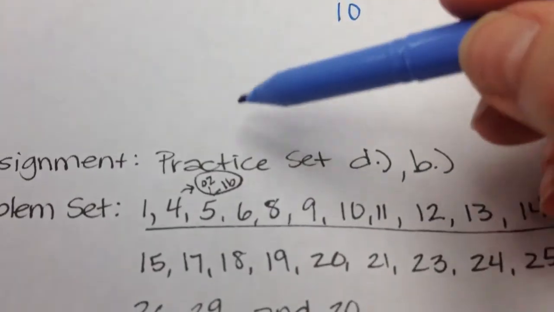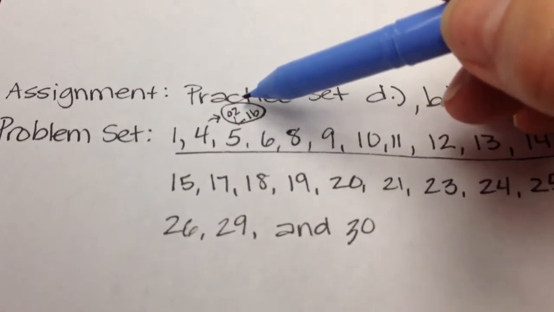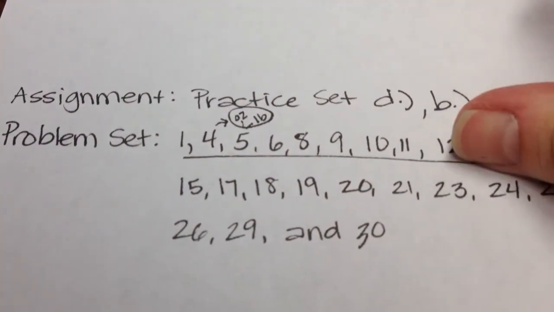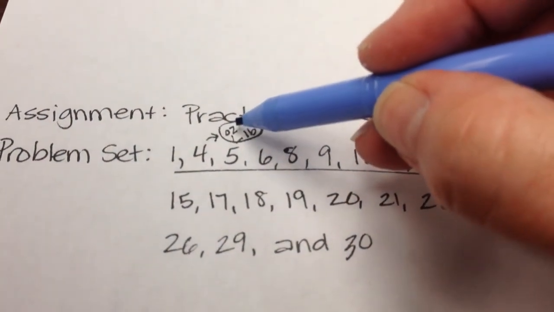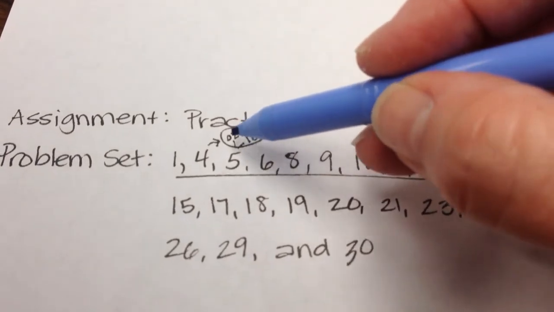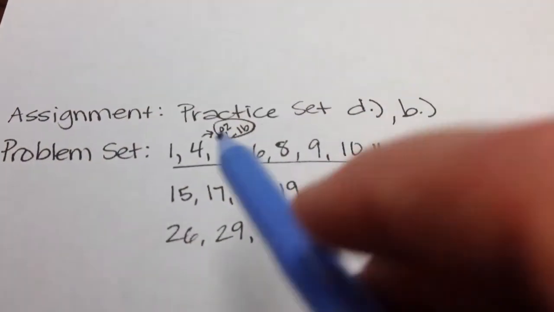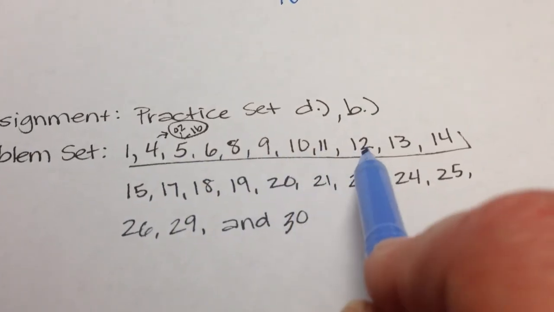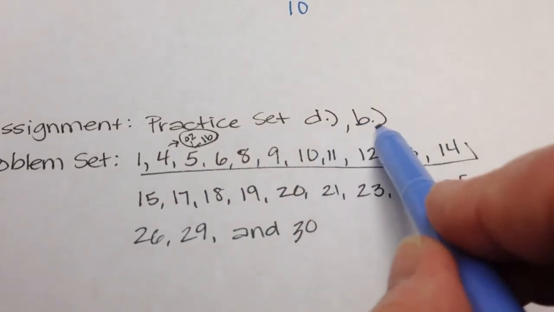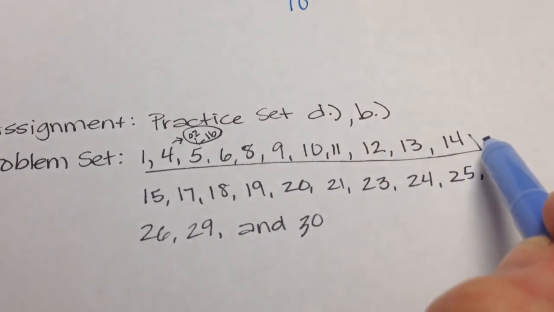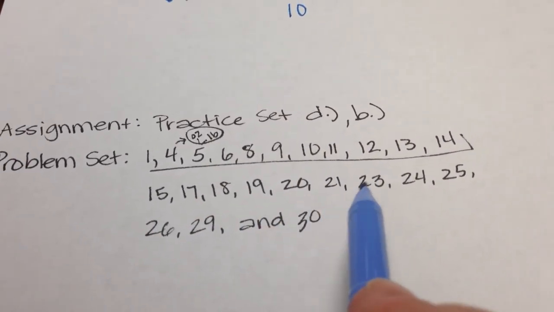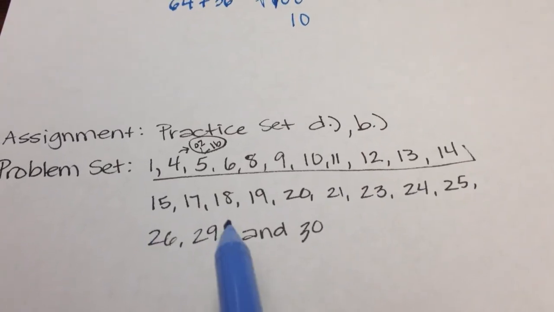Oh. Because they're going to ask you for prices, and one price is in ounces, the other price is in pounds, so you have to make sure you use the same unit of measure for that. So be careful on number 4. All right, so you do 1, 4, 5, 6, 8, 9, 10, 11, 12, 13, 14. If you could have the practice set and all of that done by class, that would be awesome. 15, 17, 18, 19, 20, 21, 23, 24, 25, 26, 29, and 30.